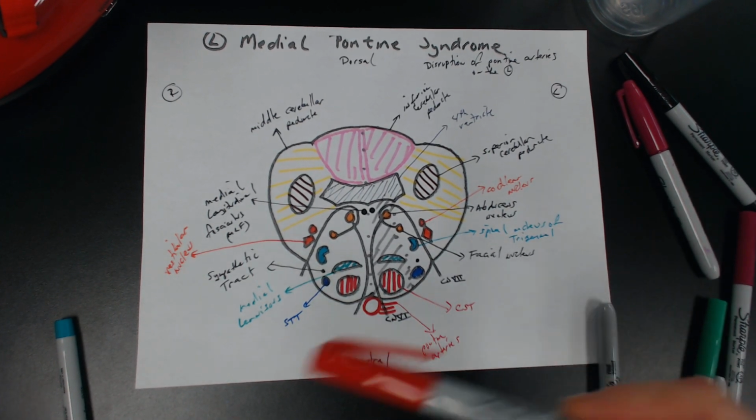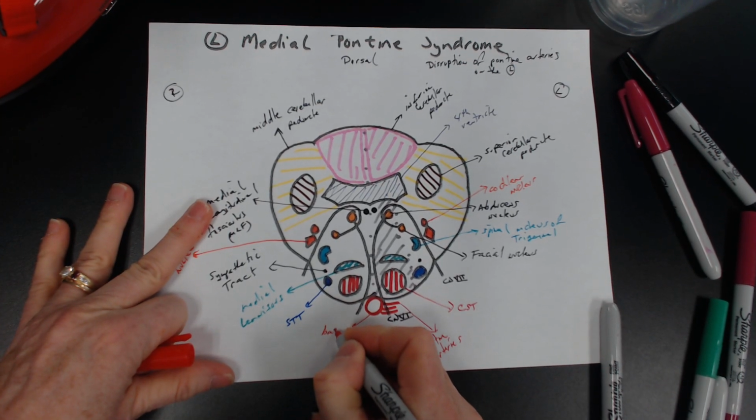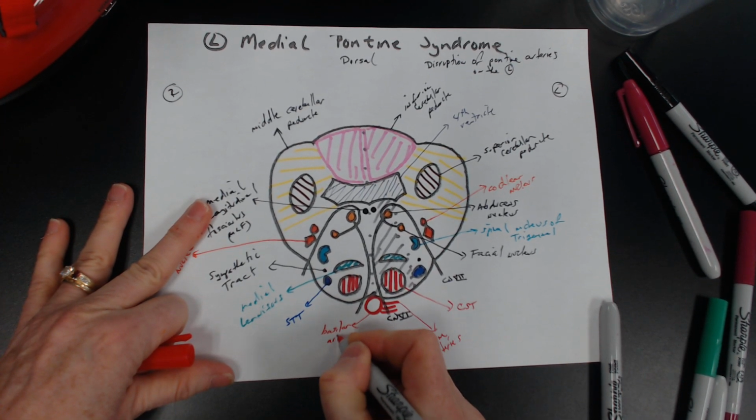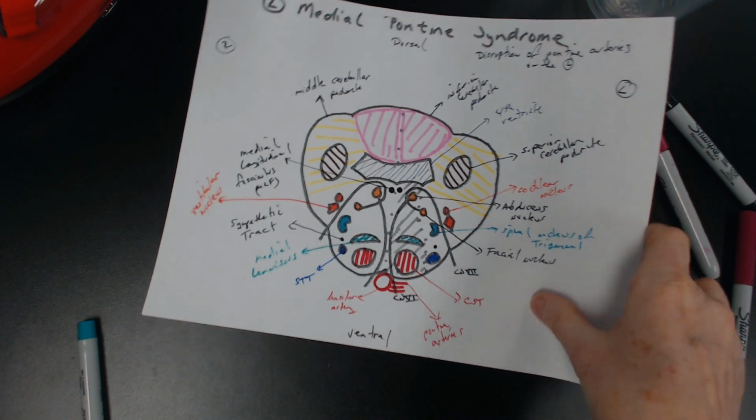I'll even write here, this is the basilar artery. I don't think I labeled this. So you should know that basilar artery comes up and goes right up the middle of the pons. The pontine arteries come off the basilar. Any other questions? Okay. Medial pontine syndrome, done. On to lateral pontine syndrome.